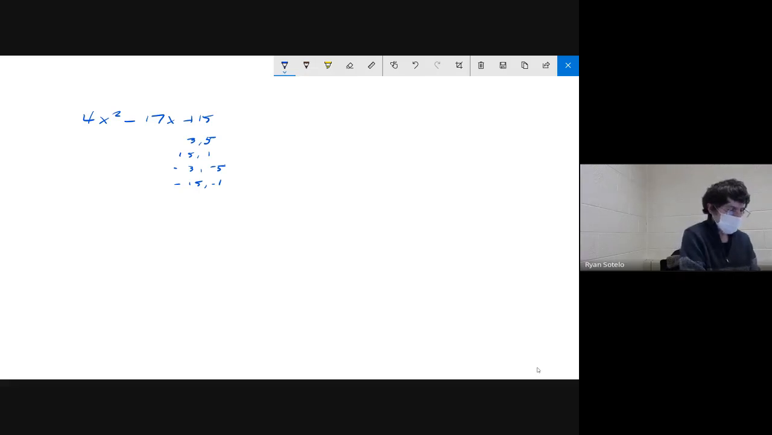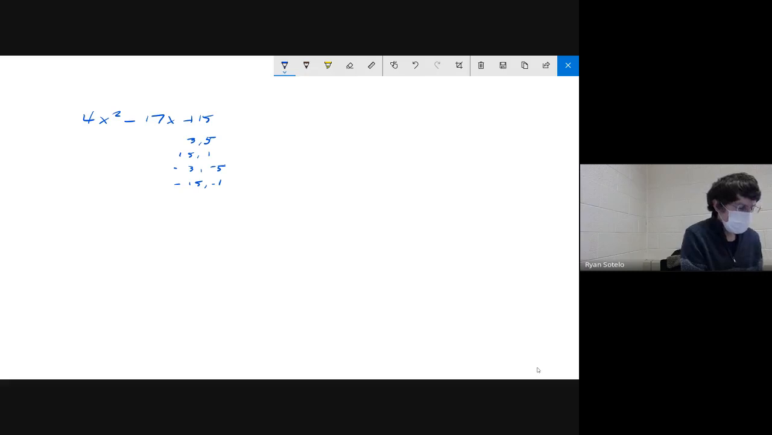Now, this number here in the middle is negative. So I know it's going to be one of the negative ones because I need to come up with a negative number. So I can't use the positives. That's not going to work. I need to make a negative number. So it's going to be one of these two.